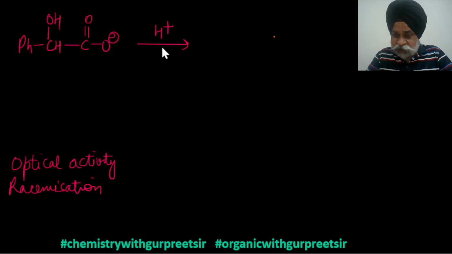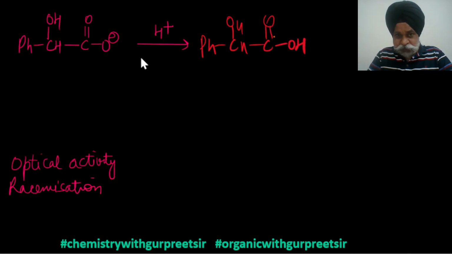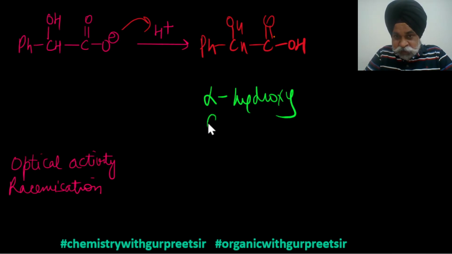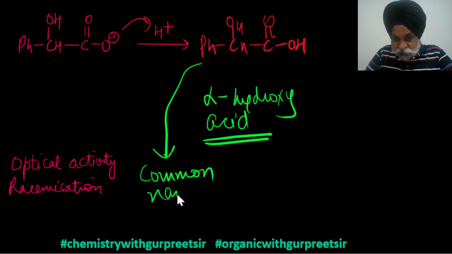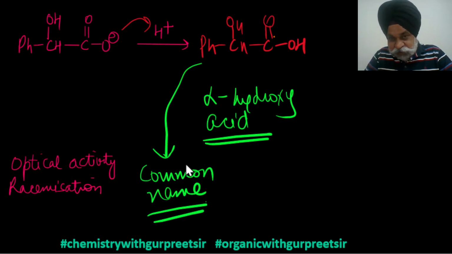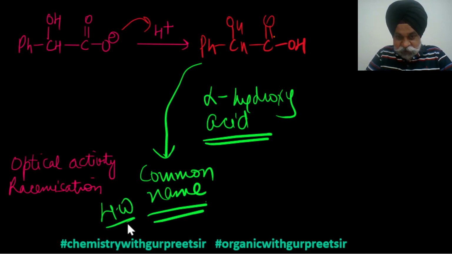Now this is to be acidified. Very simple. When you acidify it, the carboxylic acid gets the OH group. So this H positive comes onto the O negative, and a neutral acid is formed. Now what type of acid is it? It is an alpha hydroxy acid. Do comment on the channel what the common name for this acid is, common as well as IUPAC name. This is a sort of homework I have given to you.